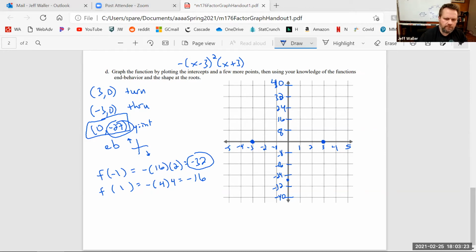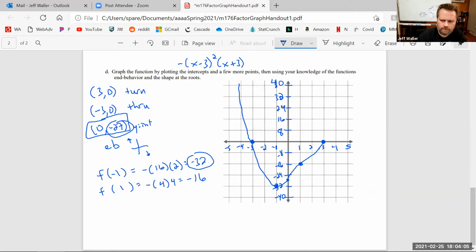All right, and now I can plot my other points. -1, -32. Bam. 1, -16. Bam. My end behavior starts up here. And then I go through -3. I almost feel like this would be easier with the mouse. I don't know what to do here. This is weird. All right, go through. I'm going to make it down there, and then go through here. I got to do some weird things just because. And then what do I do at 3?